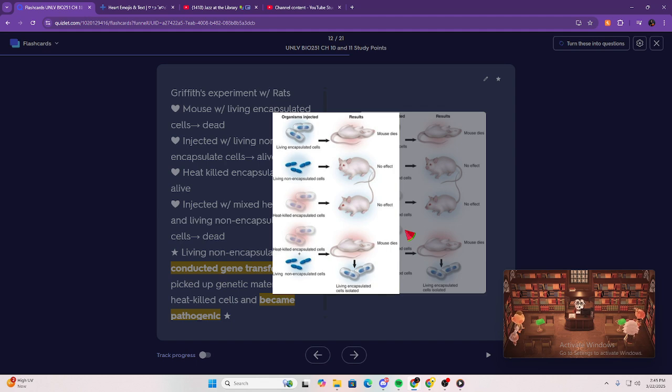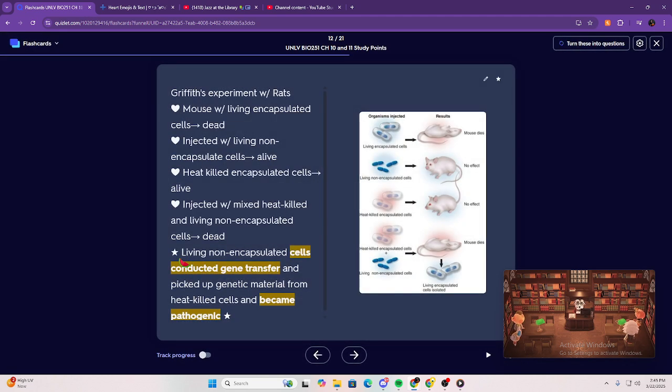So the mouse actually died. What this proves to us is that the living non-encapsulated cell was able to conduct gene transfer. Why? Because it picked up genetic material, which is transformation, from the heat-killed cells and became pathogenic. So basically it became a living encapsulated cell again.